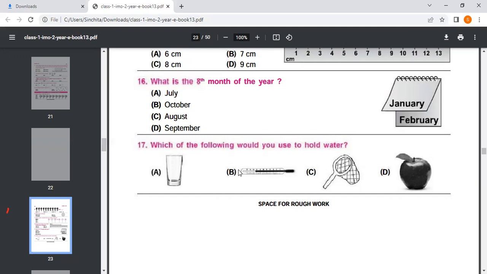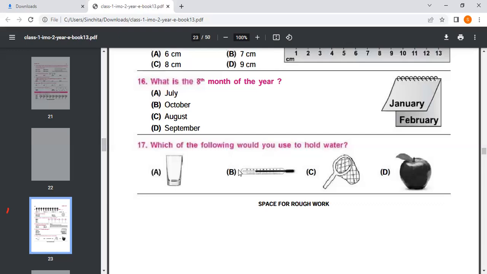Tell me, Beta, do you know the months of a year? Yes, ma'am. Tell me then. Ma'am, August. Very good, excellent. Explain me your answer.